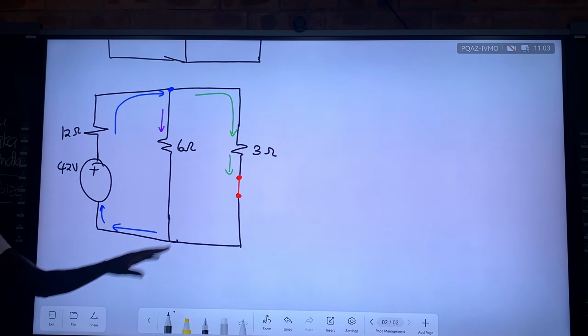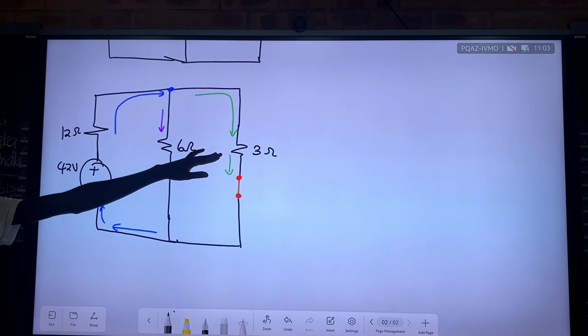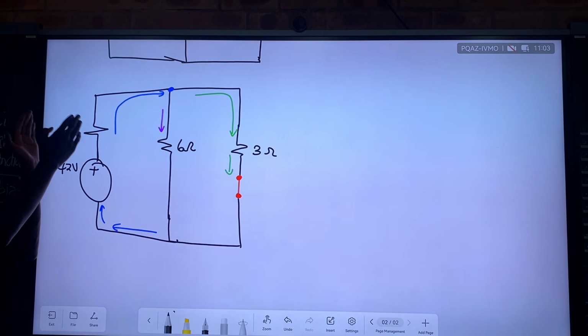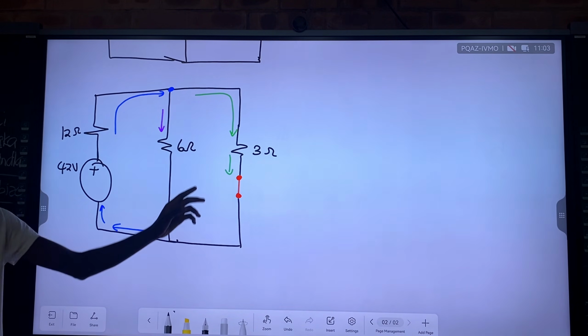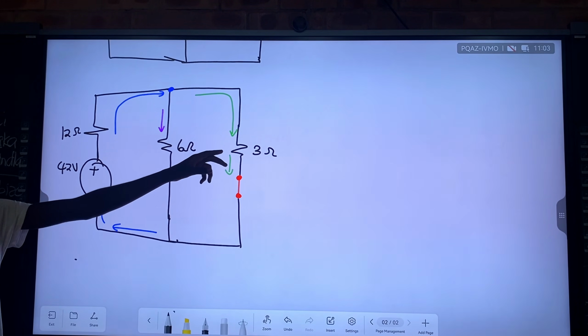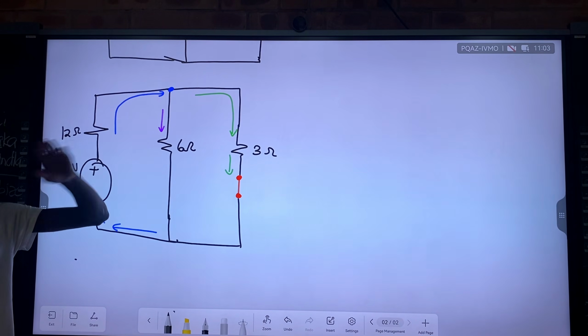Calculate how much current is in the 3 ohm resistor. We have a voltage source with a resistor in series, and then a parallel branch of 6 and 3 ohms. Calculate the current through the 3 ohms. For a 3rd-year student, it must be just a walkover.